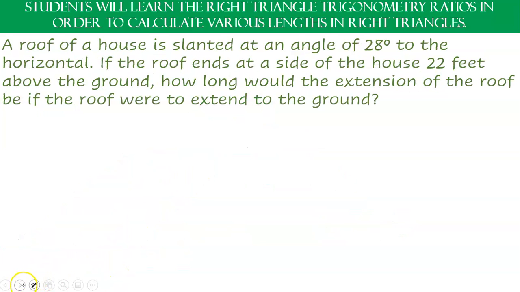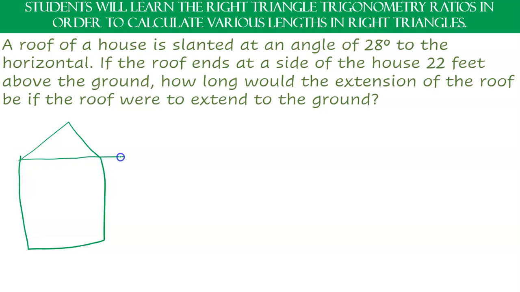Okay, and finally, the roof of a house is slanted at an angle of 28 degrees to the horizontal. The roof ends at a side of the house that's 22 feet above the ground. So we've got this house. Here's my horizontal. And we know that this is 28 degrees. And here's my house. Okay, and the roof is 22 feet above the ground. So that means that this is 22 feet here.